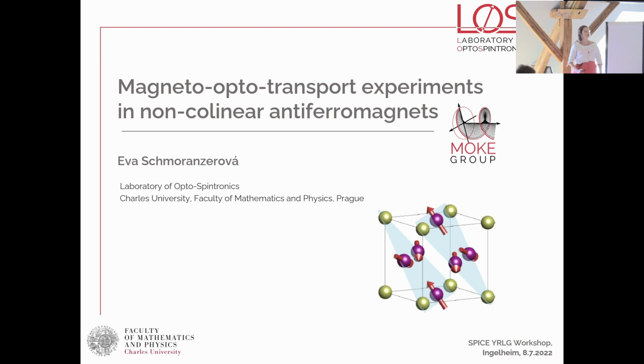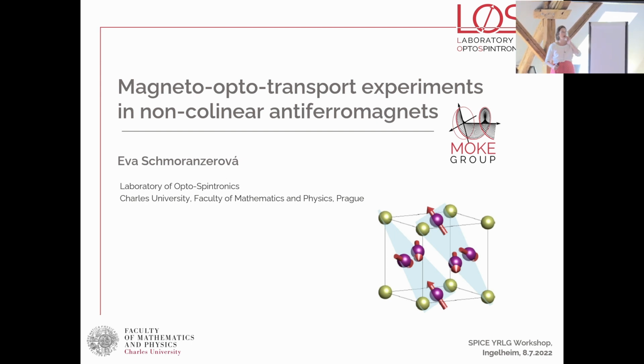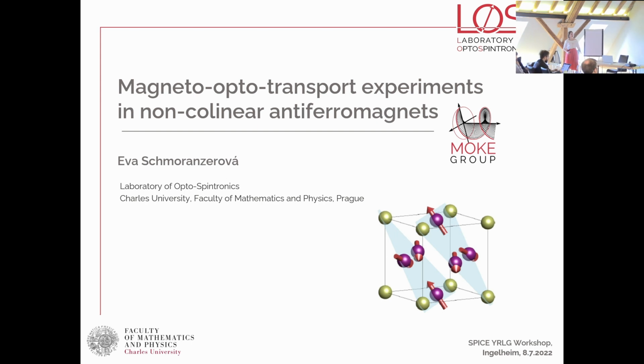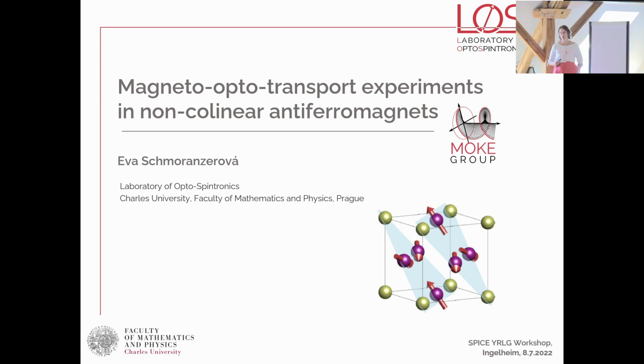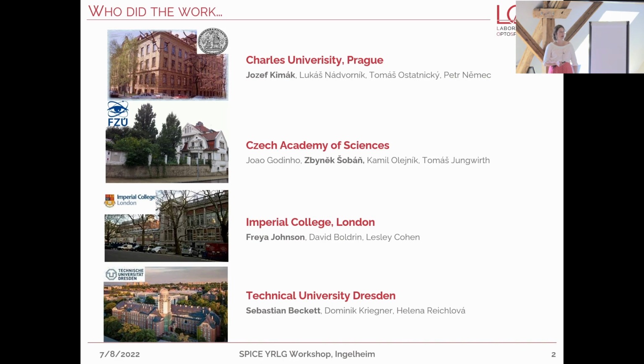So today I'm going to tell you something about how we can use all these fancy magnetotransport and thermotransport effects to know something about the structure of systems that are usually quite stubborn against exploration, which are antiferromagnets. And in this particular case, I will be talking about the non-collinear antiferromagnets.